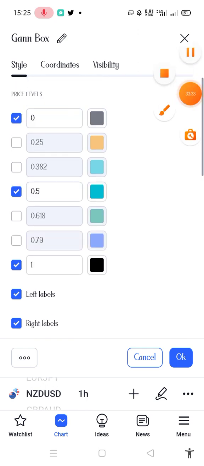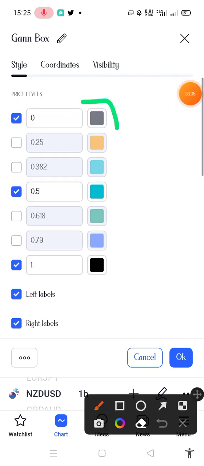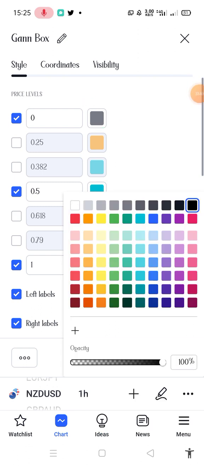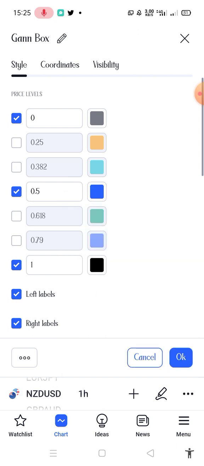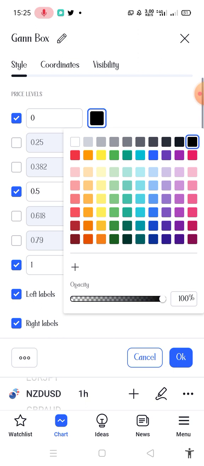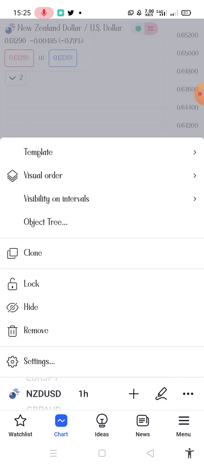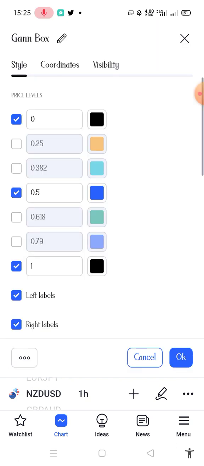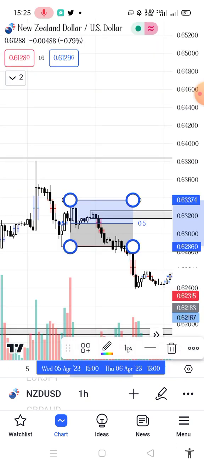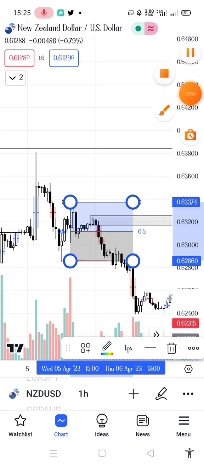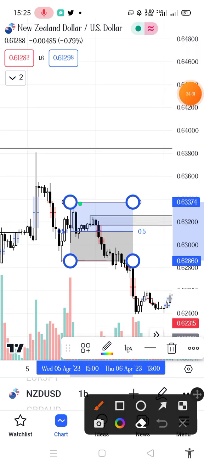Then you click on these boxes here. Change this color to black. Change this one to whatever color you want. For this case, I prefer blue. Change this one to black. When you are done, click on OK, and this is what it looks like. So that's basically what you do: 0, 0.5 and 1. Now this blue box here, we call it the premium zone. That's where you sell. This black one here, we call it the discount zone.